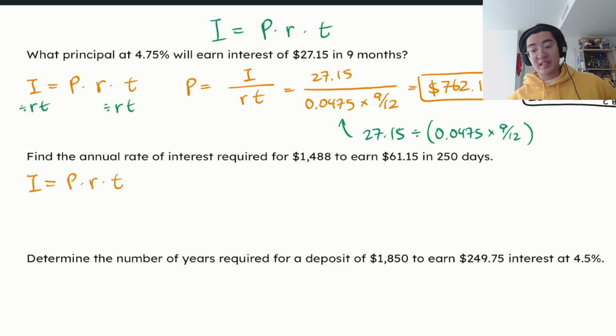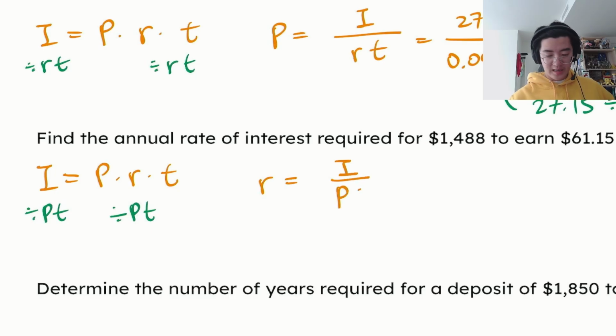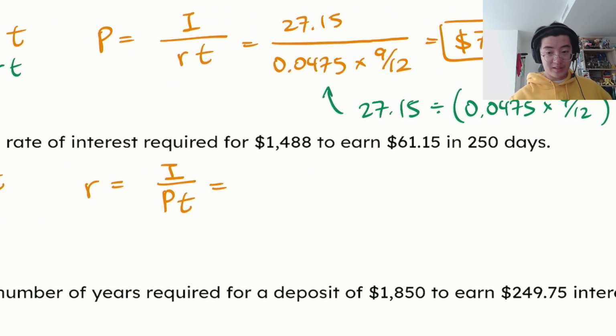Okay, what's the annual interest rate to earn around 1,500? Or if you have our initial amount of around 1,500 and we earned $61.15 in interest over 250 days, what is the R, right? What's the rate? So we isolate the R here, divide both sides by PT. Right, so R is just I divided by PT, plug all the numbers in.